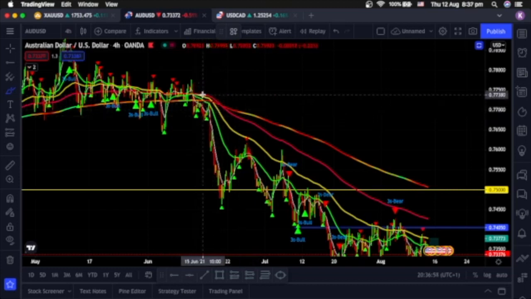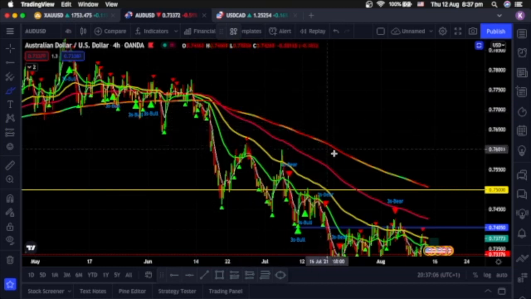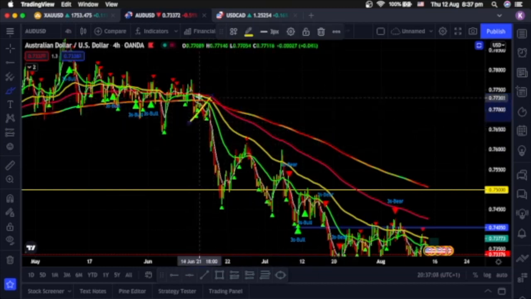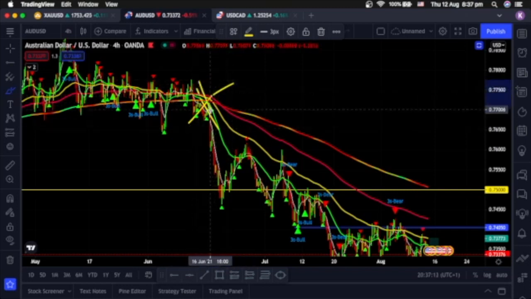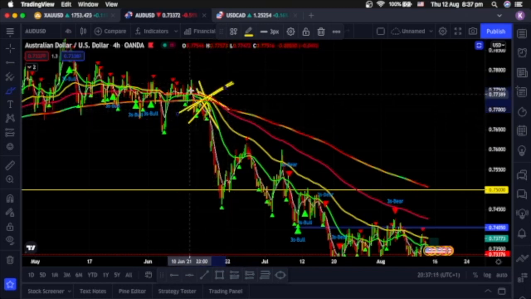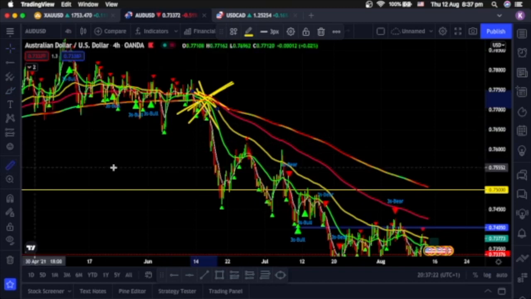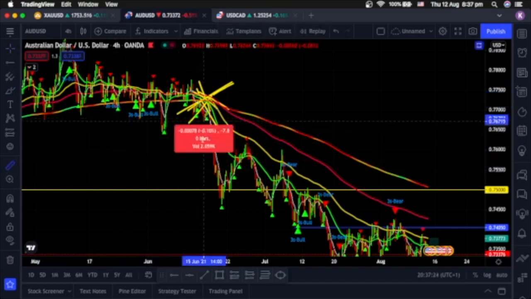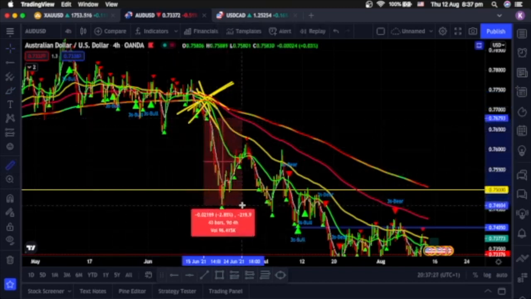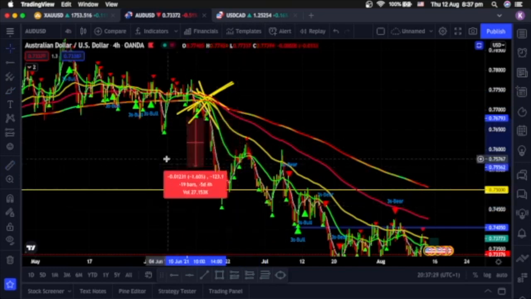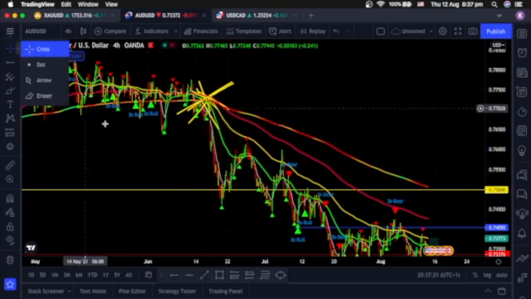Look how the 100 and the 50 and the 21 crossed over the 200 smooth moving average right there. That's where the crossover was, right in this area over here. And what happened? Look at that. The market dropped 218 pips. Guys, come on. Look, this is easy money.